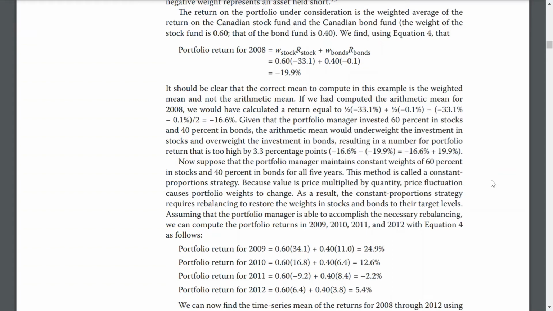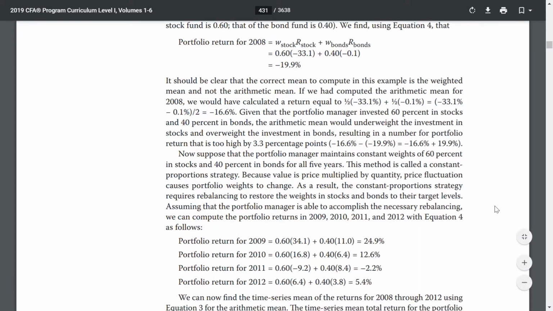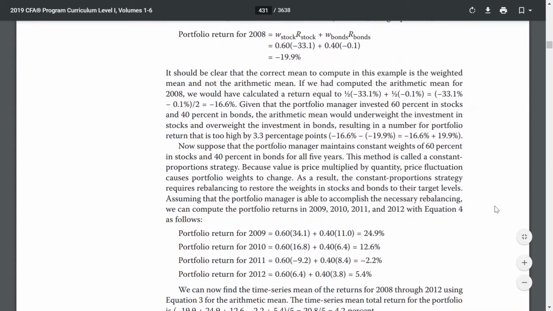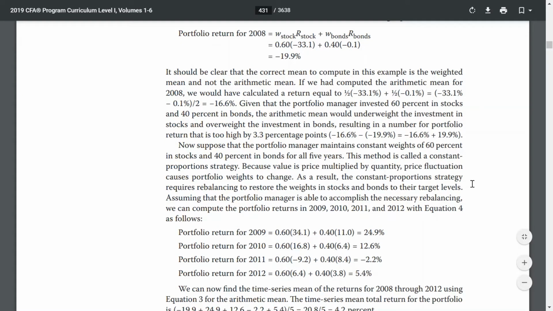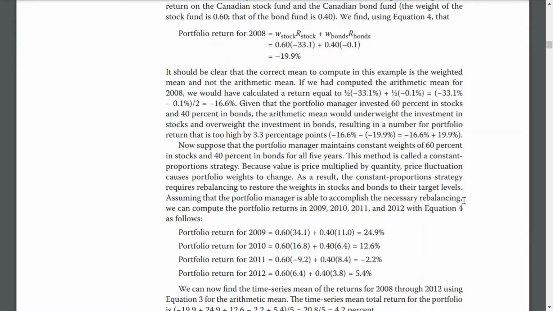So we have to look at the allocation of the portfolio in order to calculate the risk as well. Now suppose that the portfolio manager maintains a constant weight of 60% in stocks and 40% in bonds for 5 years. The method is called the constant proportions strategy. Because value is price multiplied by quantity, price fluctuation causes portfolio weights to change. As a result, the constant proportion strategy requires rebalancing to restore the weights of stocks and bonds to their target levels, assuming that the portfolio manager is able to accomplish the necessary rebalancing.